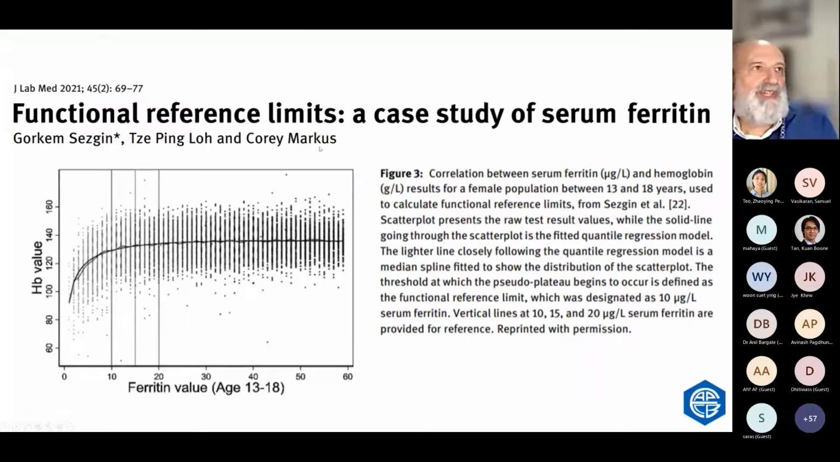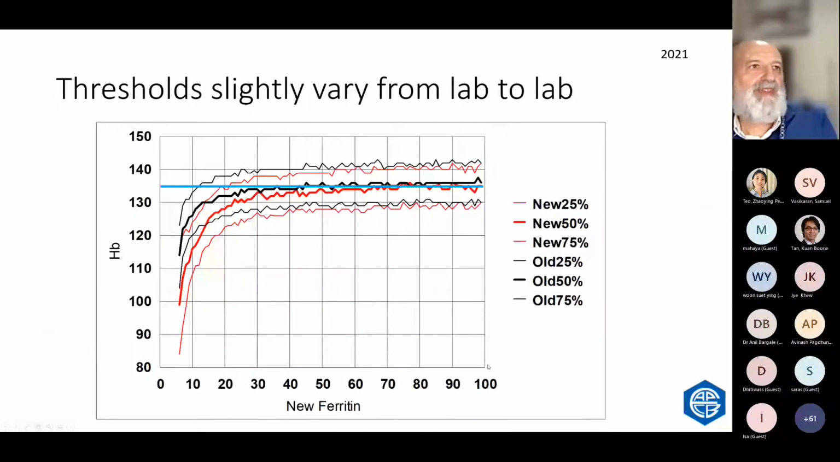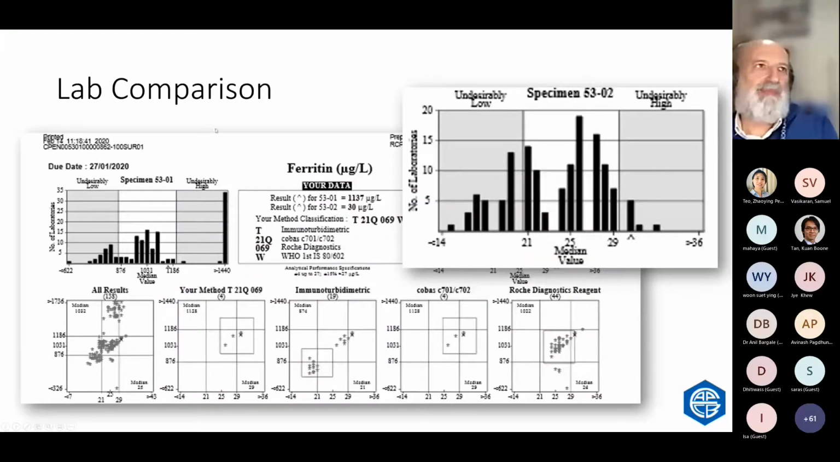And this sort of approach has been used by Corey, Marcus, Seeping Low and Gorkum. And in their study, they found that the inflection point was at a ferritin of 20 rather than at 30. But one thing that I'd say is that we've recently changed methods for ferritin, and we find that the inflection point using the new method is higher than the inflection point using the old method.